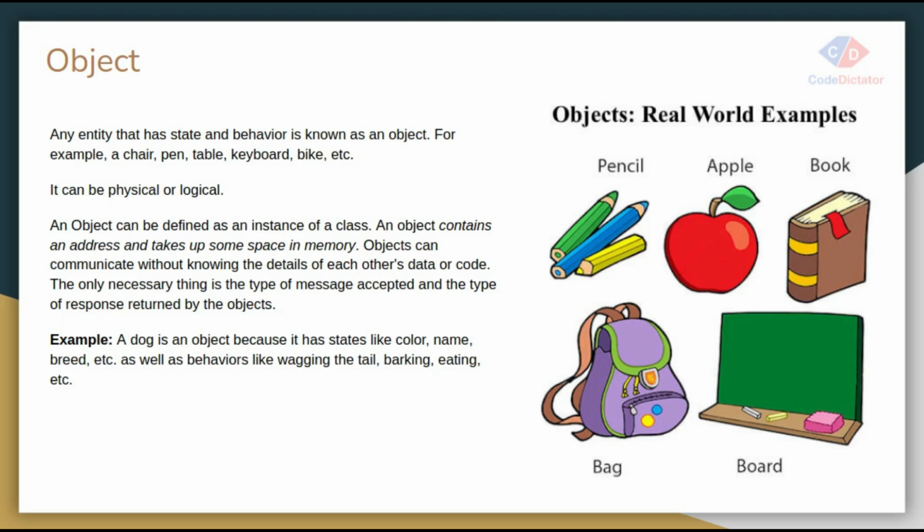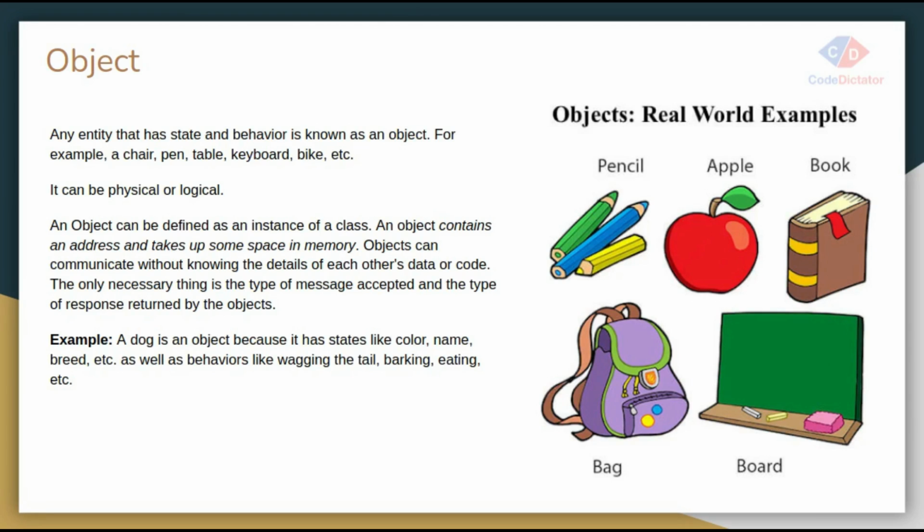But when it comes to the logical part, logical is a virtual thing, and an object in logical terminology consumes some space in memory. That is what we call an object. It has its own address, and the important thing about objects is that they can communicate with each other without knowing their implementation, without knowing their code. They only need one thing: how they can communicate with each other. That is the only thing they require.